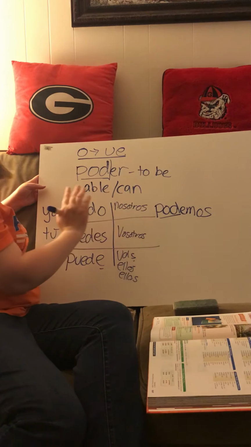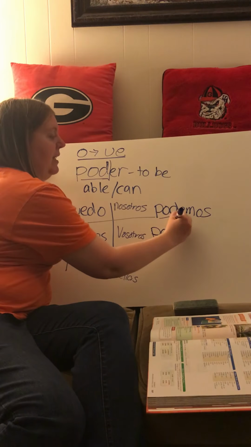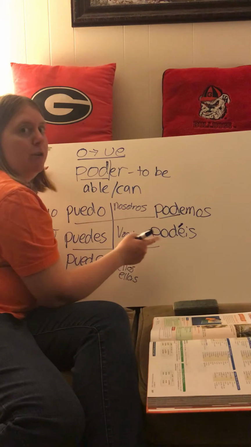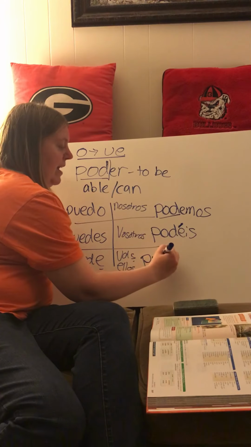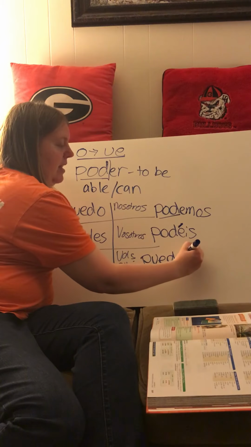Remember, nosotros and vosotros do not stem change. Vosotros will be podéis. Don't forget the accent in your notes, please. Ustedes, ellos, ellas is pueden. Now, again, that's an N.